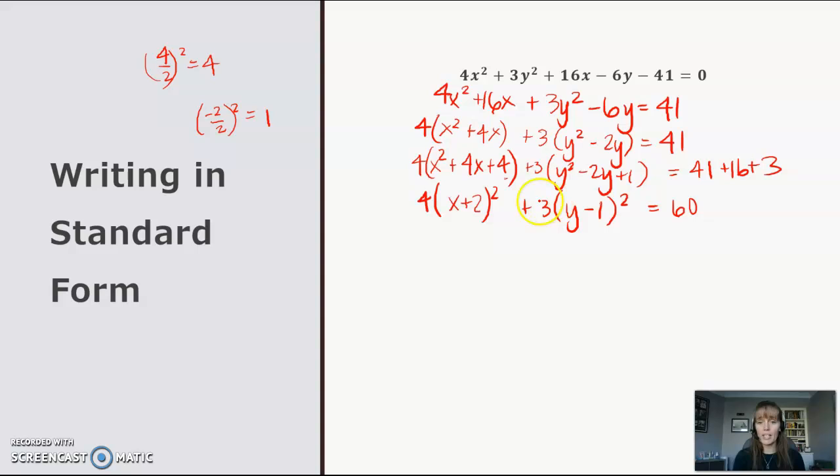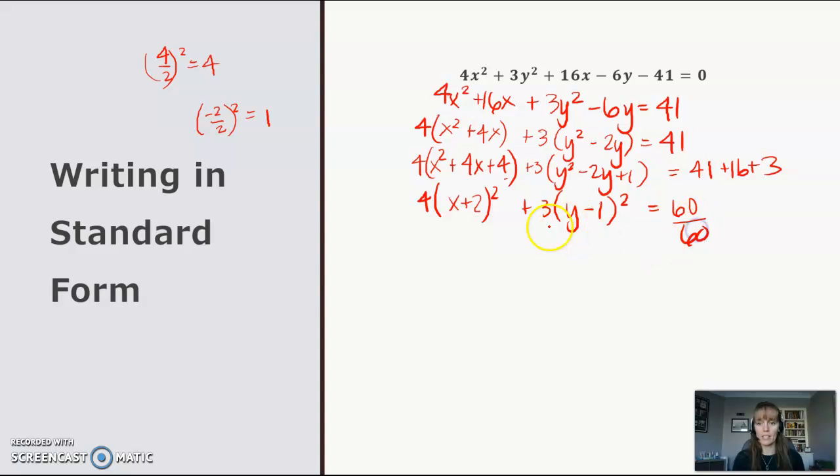So now, looking at this, I can first see that I don't have the same numbers before my x and my y, so I know I'm not dealing with a circle. I am adding, so I know I'm not dealing with a hyperbola. And both of these are squared, so I know I'm not dealing with a parabola. So this is going to be an ellipse.